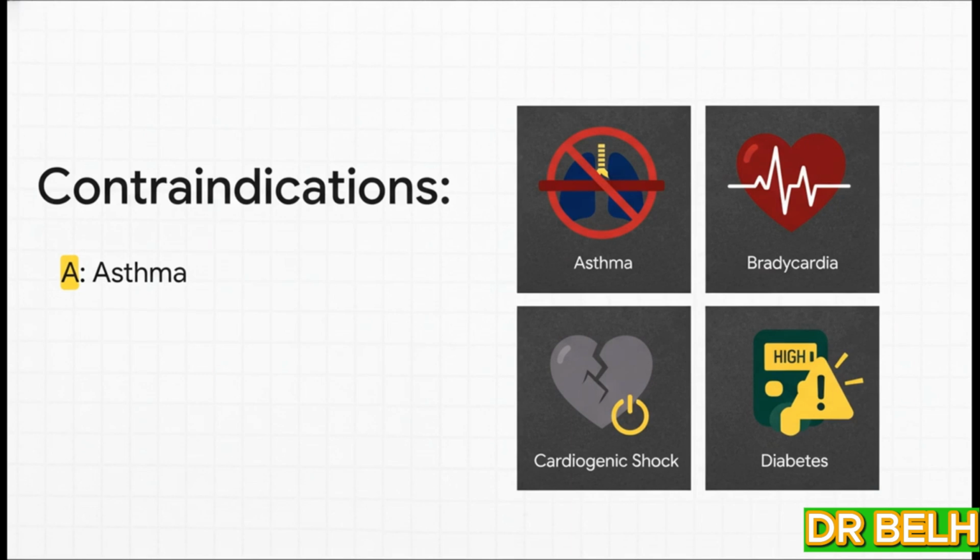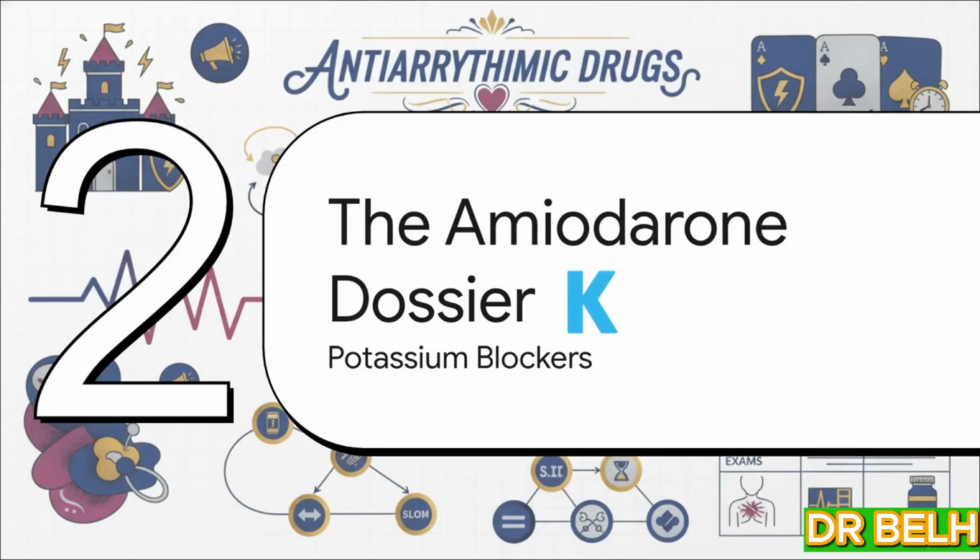And while we're on the topic of things to watch out for, the contraindications are as easy as A, B, C, D. A is for asthma. You don't want to give a non-selective beta blocker that could clamp down on the lungs. B is for bradycardia, a slow heart rate because, well, these drugs slow the heart rate. C is for cardiogenic shock, a situation where the heart is already failing and you absolutely do not want to block its last bit of adrenaline-fueled drive. And D is for diabetes, and this is more of a caution because they can hide the warning signs of low blood sugar. Okay, time to move on.